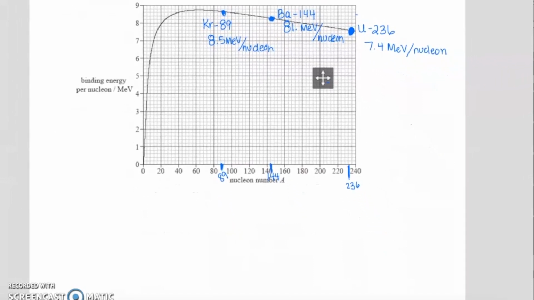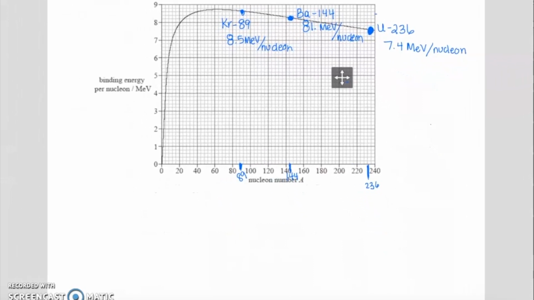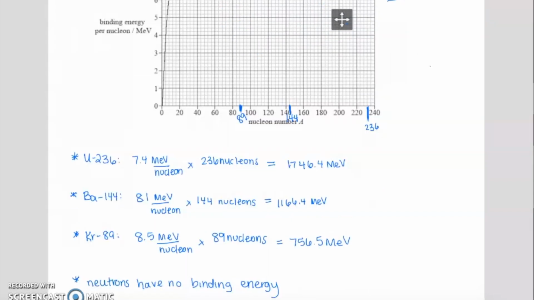So I'm going to take each of those values and use my number of nucleons in order to actually find the binding energy. It's going to go so much faster than before. I've started by looking at uranium-236. Again, my estimate from my graph was 7.4 mega electron volts per nucleon. I've multiplied that by the 236 nucleons, and I got the total binding energy, 1,746.4 mega electron volts. I'll do the same for barium and krypton.